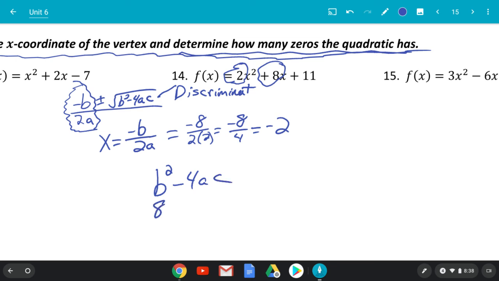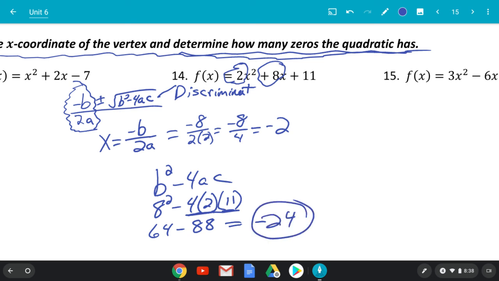So here I would have 8 squared minus 4 times 2 times 11. So 8 squared is 64. 4 times 2 is 8 times 11 is 88. 64 minus 88 is a negative 24. Now, I don't really care what the number is. I just care that it's negative. Since it's negative, what will I have? No real solutions. You understand what you're doing on the second half. I'll do one more and I'm done.